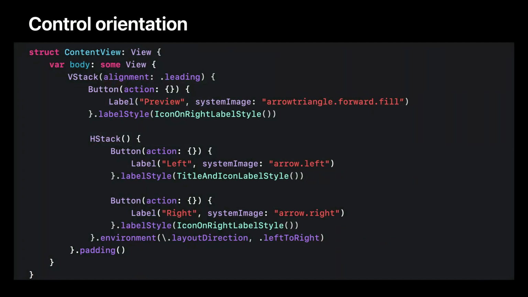Coming back to our SwiftUI example, the next question is how you control which side of the label the icon goes on. You do this by setting a label style. The built-in title and icon label style puts the icon before the label in the user's reading direction. We can use this for the left button. For the other 2 buttons, we want the icon to go after the label in the user's reading direction. To do this, you need a custom label style, but that's pretty easy to do.